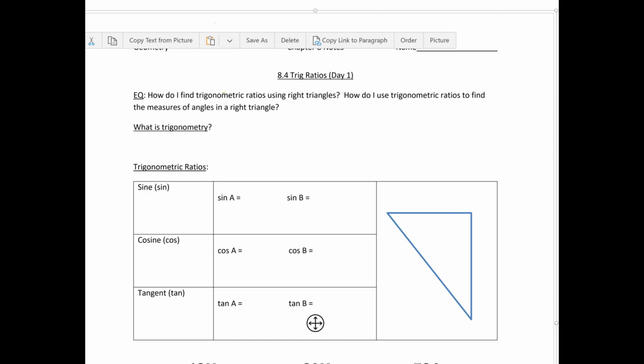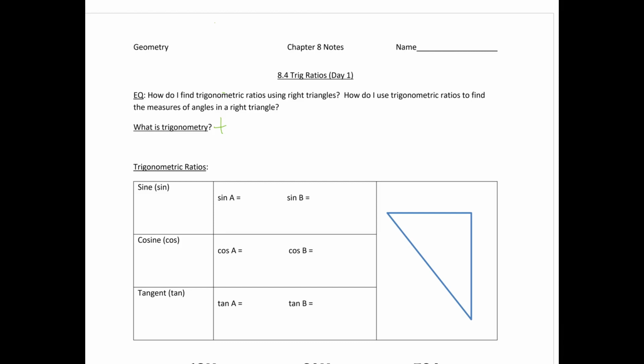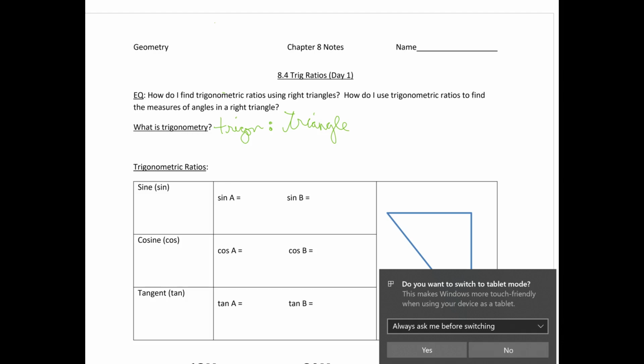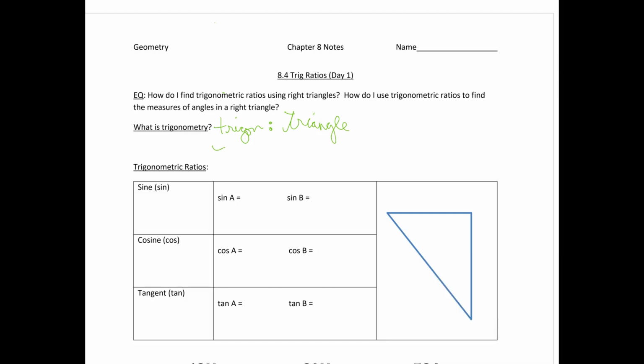Trigonometry actually comes from two words. The first one being trigon, which in Greek means triangle. And also it comes from the word metron, which in Greek means measure. So basically trigonometry is the study of triangles and their measures.